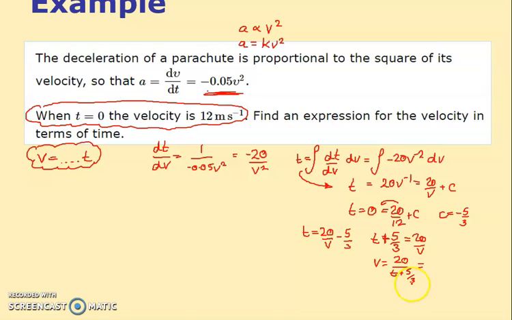So the bottom part we just tidy up a bit. We put it all over 3 basically. So it's 20 over 3t plus 5 all over 3, because that then gives me the opportunity to bring the 3 up to the front, and it equals 60 over 3t plus 5. And I've had a look. I think that's the answer, according to the textbook anyway. So there it is, v equals 60 over 3t plus 5.